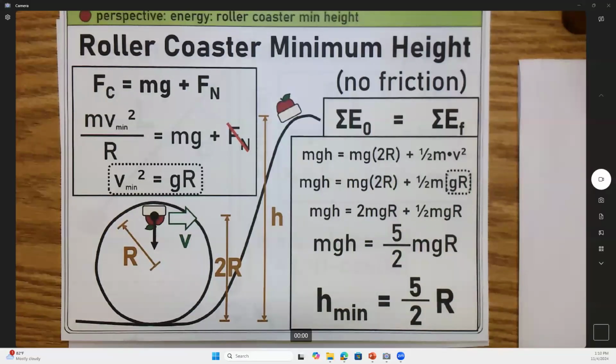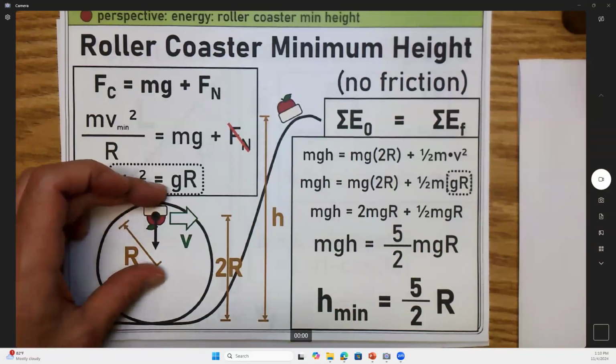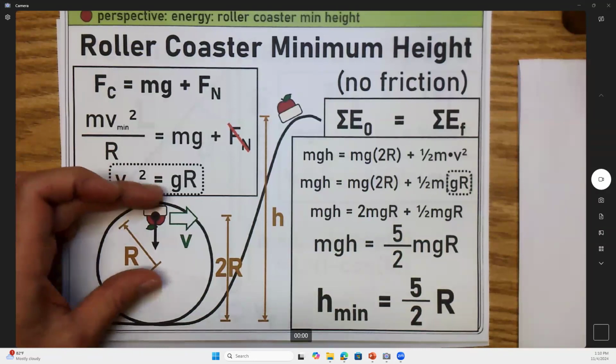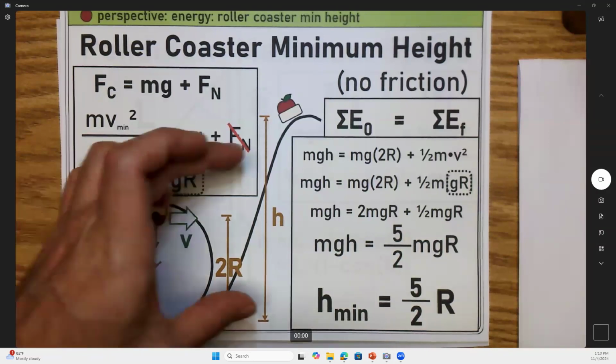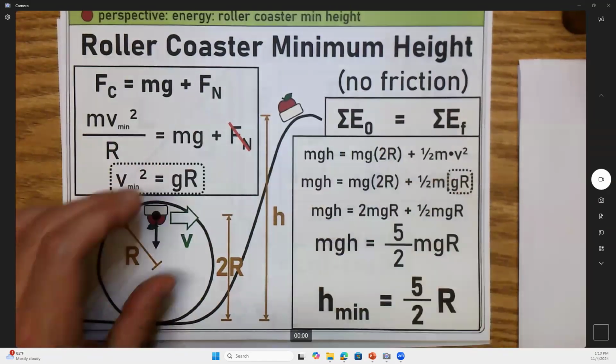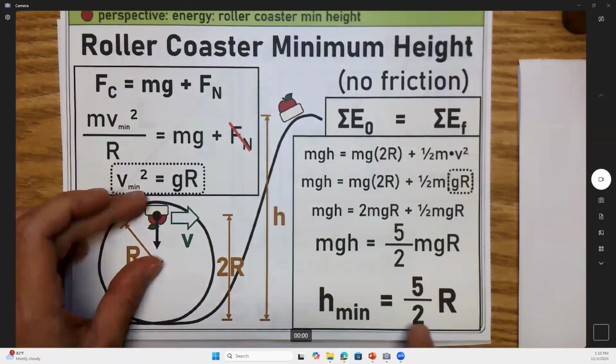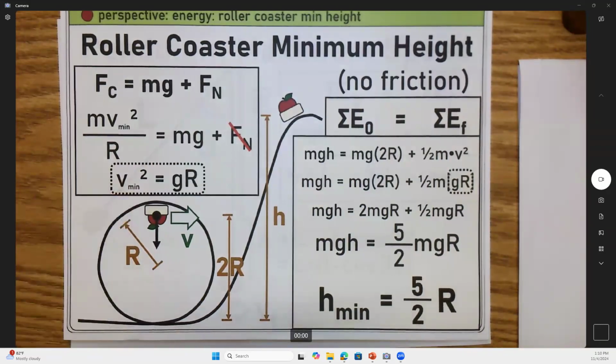So for example, suppose this radius is 10 meters. You guys got that? If this is 10 meters, what is the necessary minimum height of the hill if there's no frictional losses? What's the minimum height of the hill to get around? 25 meters, right? Because 10 times 2.5. Okay, there's that.